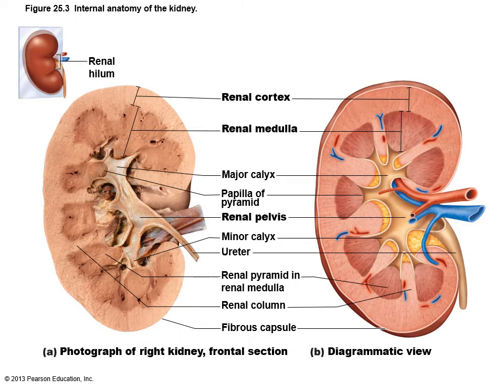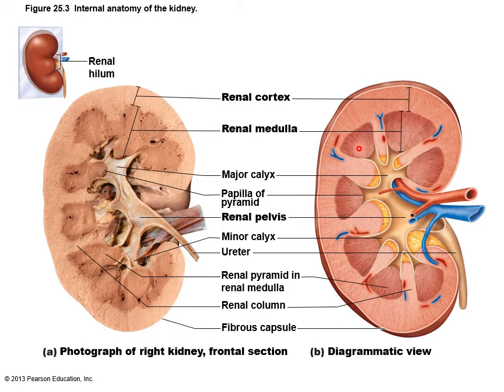Here's the internal anatomy of the kidney. And first of all, you'll see that it's separated into two regions. The outer region is called the cortex, and the inner region is called the medulla. And the medulla is made up of these triangular structures that are called pyramids. And the pyramids are made up of collecting ducts. So when we talk about the structure of the nephron, it is the structural and functional unit of the kidney. The collecting ducts all come together here.